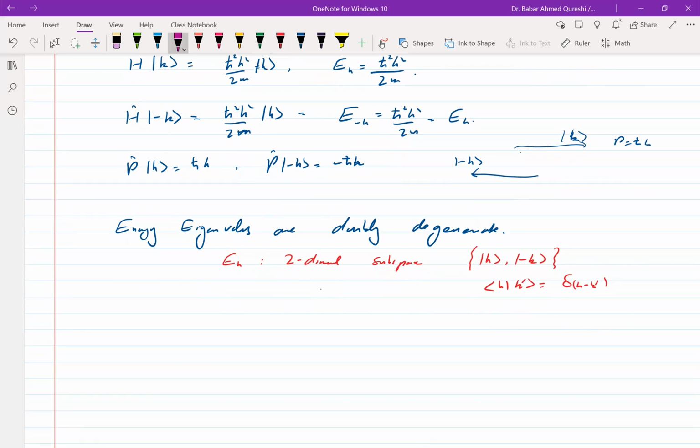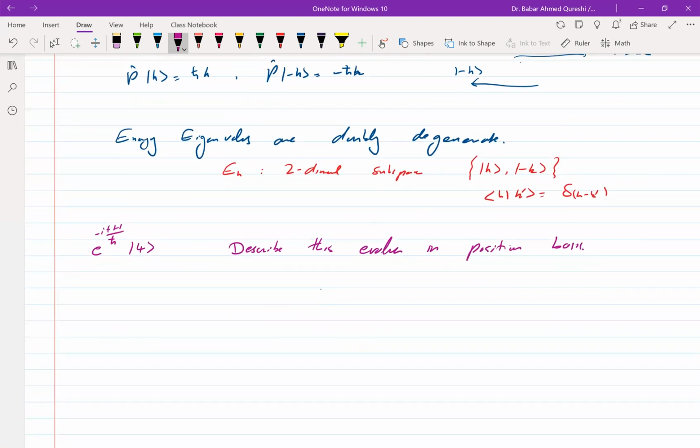Now one thing you can do, you have a state and you want to evolve it. I'll describe this evolution in position basis. You can do it in momentum basis as well, doesn't matter. That means I have the position basis representation, the wave function. I want to know what happens to this wave function if I start at t equal to 0 as psi of x. What happens after a certain time?